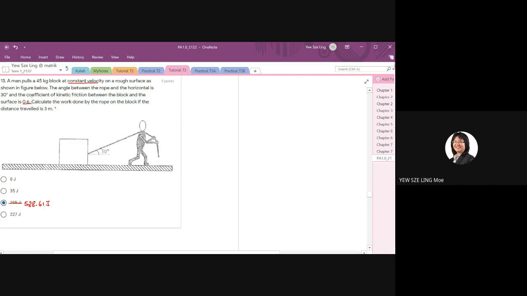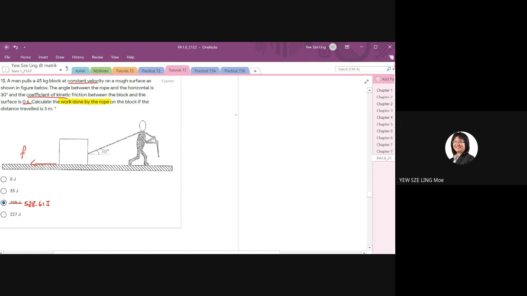The question mentions coefficients of friction, which means there is a frictional force. The coefficient between the block and the surface is 0.6. Calculate the work done by the rope. If you read the question until the end, you should know that the answer shouldn't be equal to 0. So what are we going to do?